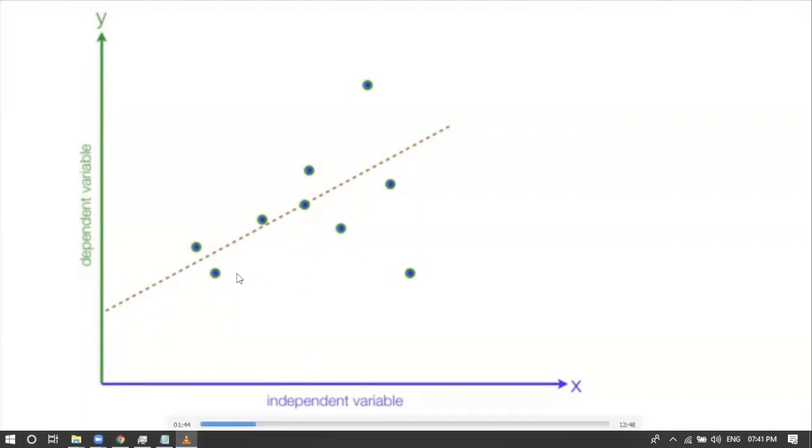Now we'll have one more line which can cross this point and this point. We can have one more line which can cross this point. Even they are linear regression lines, but what we want is the best fit line, the line which can go past most of the points.